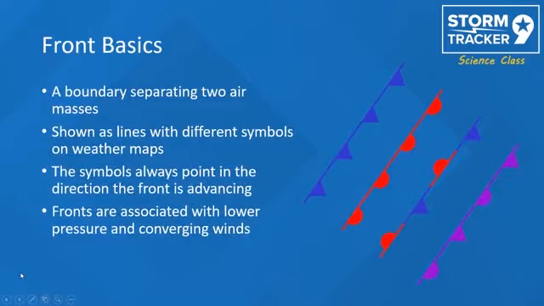So the basics of fronts. The front is just a boundary separating two different air masses. They show up as lines on, and they have different symbols on weather maps, and the symbols always point in the direction that the front is advancing, unless of course it's a stationary front. And fronts are usually associated with lower pressure and converging winds. And so when you get those converging winds on a front, that's why you can get precipitation.